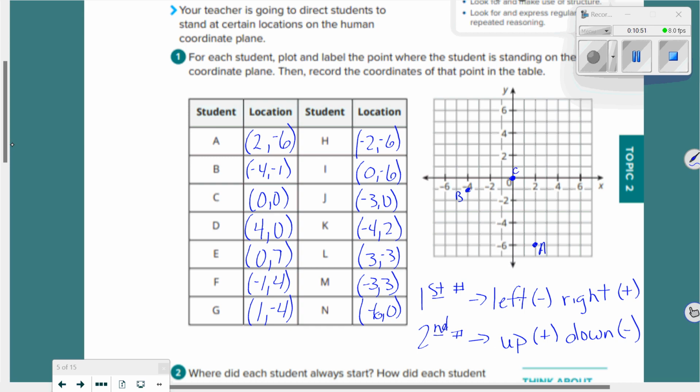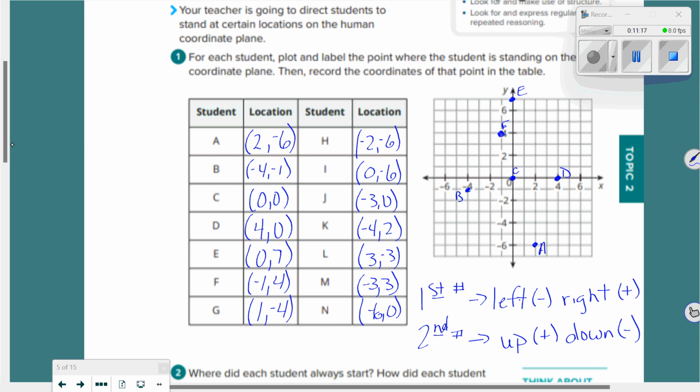D, again, I go back to origin. My first number 4 means I'm going 4 to the right. 0 means I'm not going up or down. So there's D. E, 0 means I'm not going left or right. 7 means I'm going straight up all the way to the top. There's E. F, -1 means I'm going 1 to the left, then up 4. There is F.